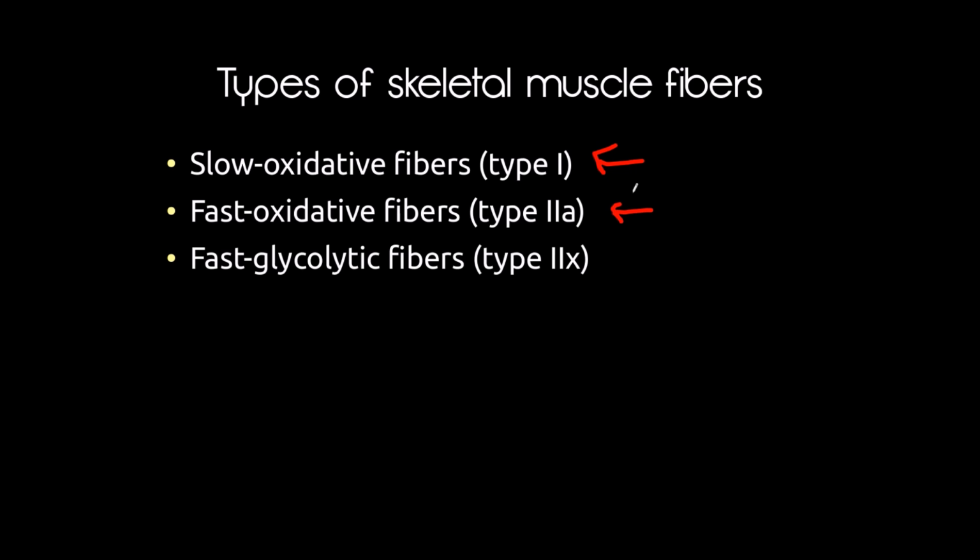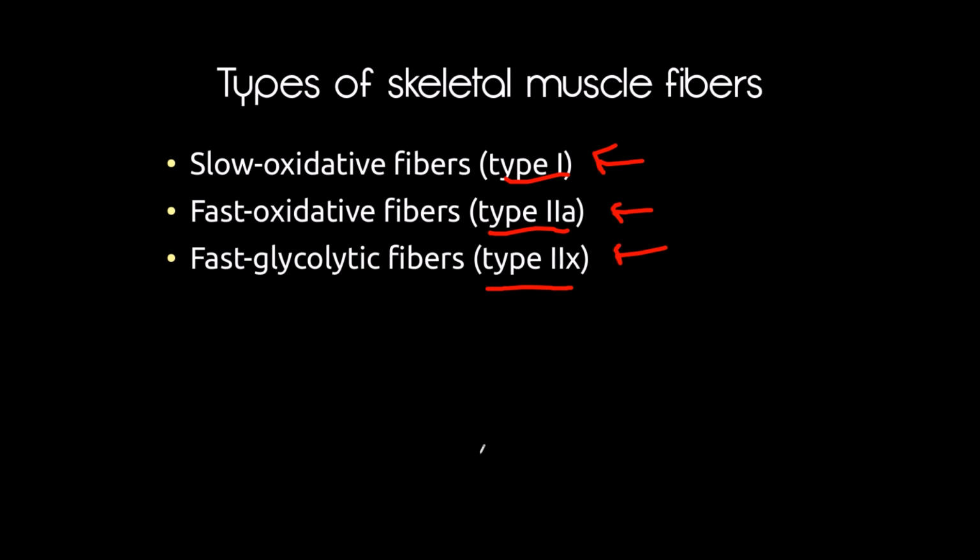Fast oxidative fibers, which are type 2A fibers. And then also fast glycolytic fibers, sometimes also referred to as type 2B. Excuse me, I might have said type 1X. I meant type 2X. There's type 1, the slow oxidative, type 2A, the fast oxidative fibers, and then type 2X, or sometimes referred to as type 2B, the fast glycolytic fibers.